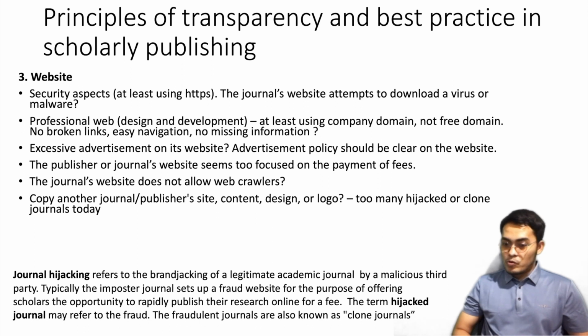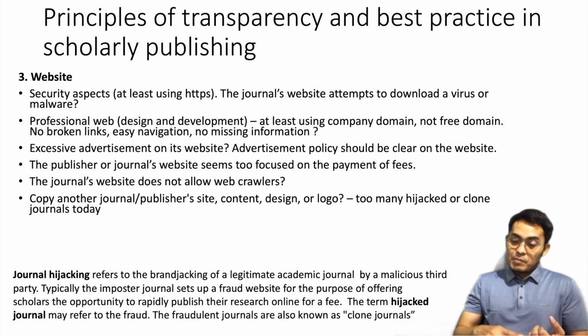It's not appropriate sometimes in the journal, which should be professional, to have so many advertisements. Therefore, you need to have an advertisement policy on the journal website. And the publisher's journal website seems to focus on payment of fees. So in their homepage, they directly talk about the payment and the fees. Another point is the journal website does not allow web crawlers. Well, it's not good because web crawling is really needed, especially for open access journals, right?